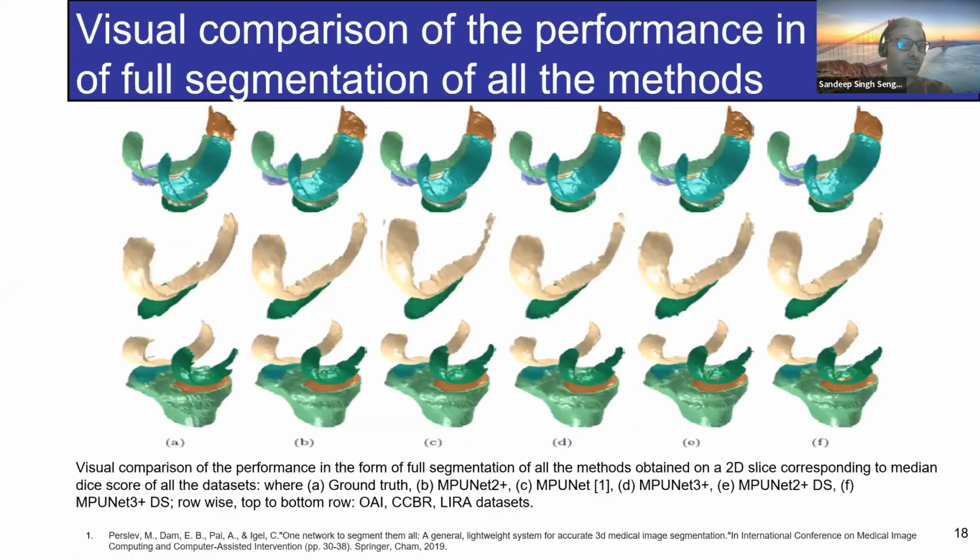Earlier we discussed the quantitative evaluation, but qualitative evaluation is also necessary. So we have shown the performance on each slice. So this is the ground truth. Second row, second column is the output generated by MPUNet 2 plus. Then the others are the existing methods. So we can see our method is more or less close to the ground truth, right?